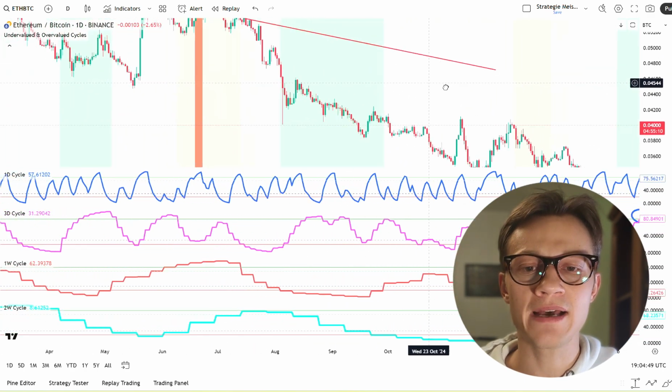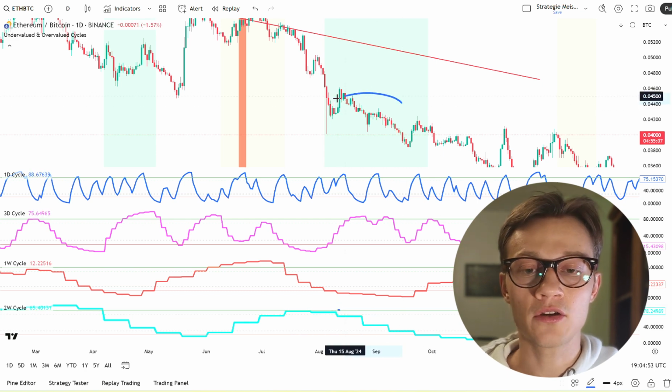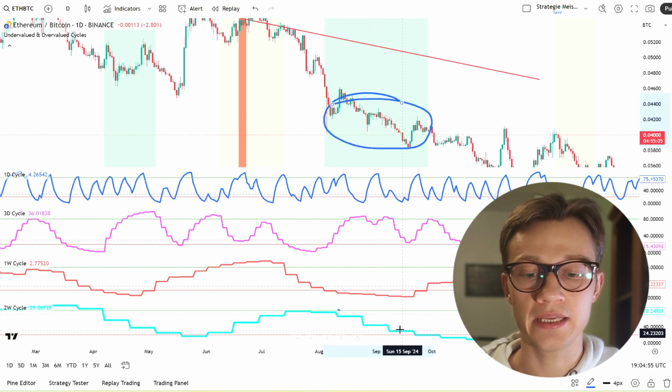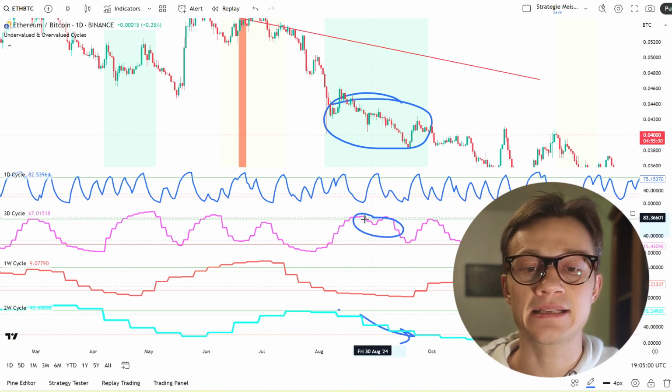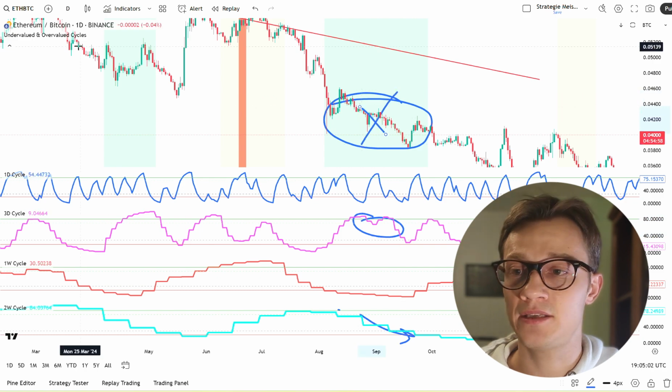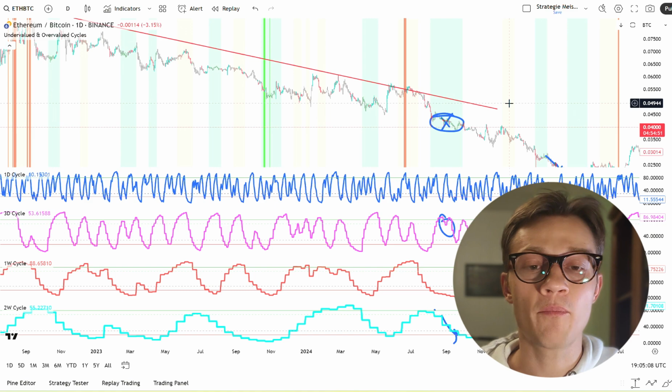If I go more into the past, I can find many similar situations like here. Green color, however, not a good buying opportunity in August 2024 because the 2-week cycle is going down, the 3-day cycle is at the top, so you don't want to be buying here. Using this indicator combined with cycle indicators finds you the best opportunities to buy.